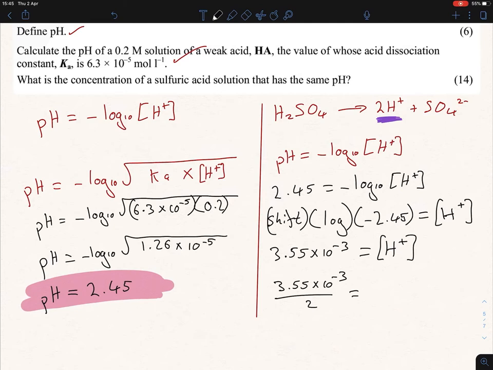So if we divide that by 2, I'm getting 1.77 times 10 to the power of minus 3. And I'm going to highlight that there. So that's actually my answer overall. Okay, and it's always dividing for down here. Okay, as soon as you get your value over here, just divide it by 2, okay, if it's a dibasic acid. If it's a monobasic acid, you don't need to do anything.